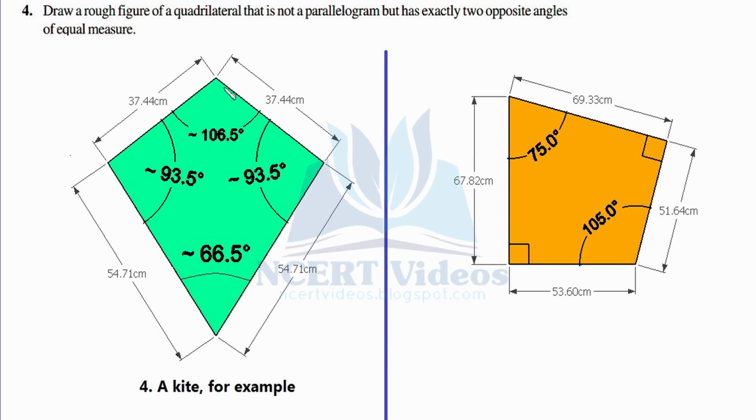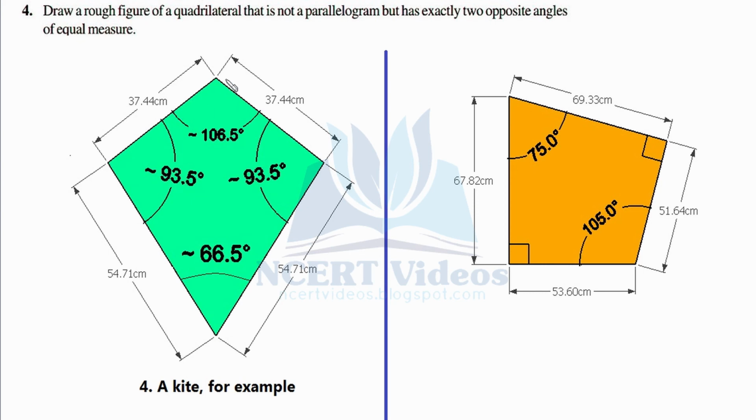So what is a kite exactly? A kite is a quadrilateral because it has 4 sides, that is, it is made up of 4 line segments. In a kite, one pair of opposite angles is equal. For instance, here we have a kite. This angle is approximately equal to 93.5 degrees. Again, this angle is approximately 93.5 degrees, which are equal to each other.